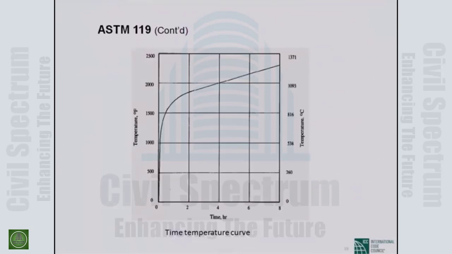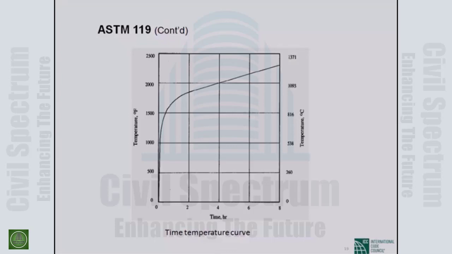This is the temperature rising curve. So you can see, if you would like to give a 4-hour rating, you have to heat it up to 2000 degrees Fahrenheit. If you would like to have a 1-hour fire rating, you have to heat it to about 600 degrees Fahrenheit. So the fire rating is not only the time of heating, it also has a particular temperature it will reach.